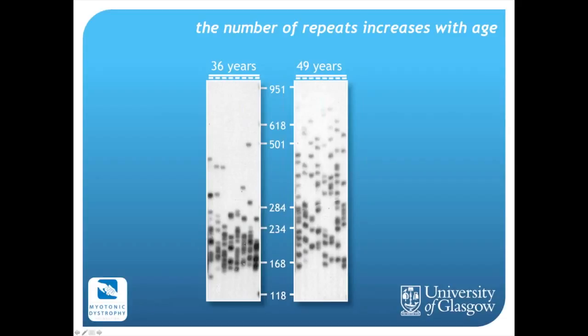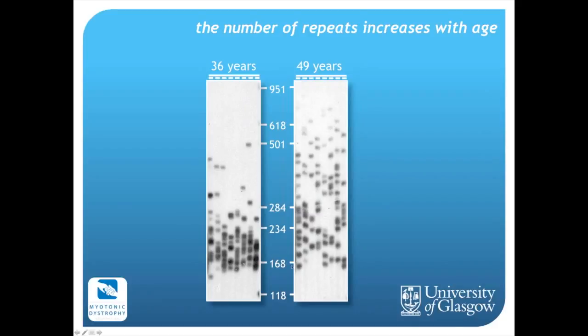And you'll see that on average, probably here, the number of repeats at 36 years was probably somewhere around about 200 repeats. Whereas when that same individual was sampled several years later, we see now that there are many more cells containing 300, 400, 500, now 700, 800, some probably up to 900 or so repeats. So clearly the average number of repeats has increased during this 13-year period when the blood sample was taken.